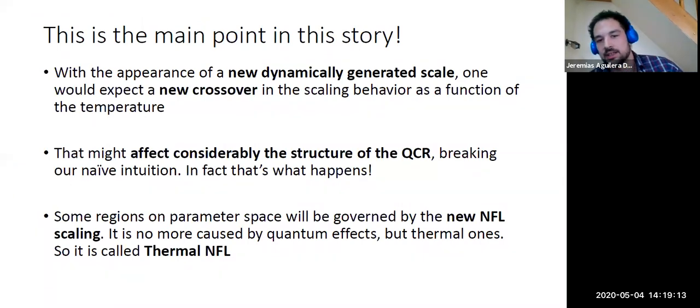So let me emphasize this again, because this is the main point. We found a new scale. So we will expect to have a new crossover in our picture of the quantum critical region. And that, of course, will break our naive intuition of the quantum critical region. And above this crossover, there will be a new scaling behavior, which is still non-Fermi liquid because it is not the linear scaling behavior of Landau's Fermi liquid theory, but we call it the thermal non-Fermi liquid because it is not now associated with the critical point at T equals 0.